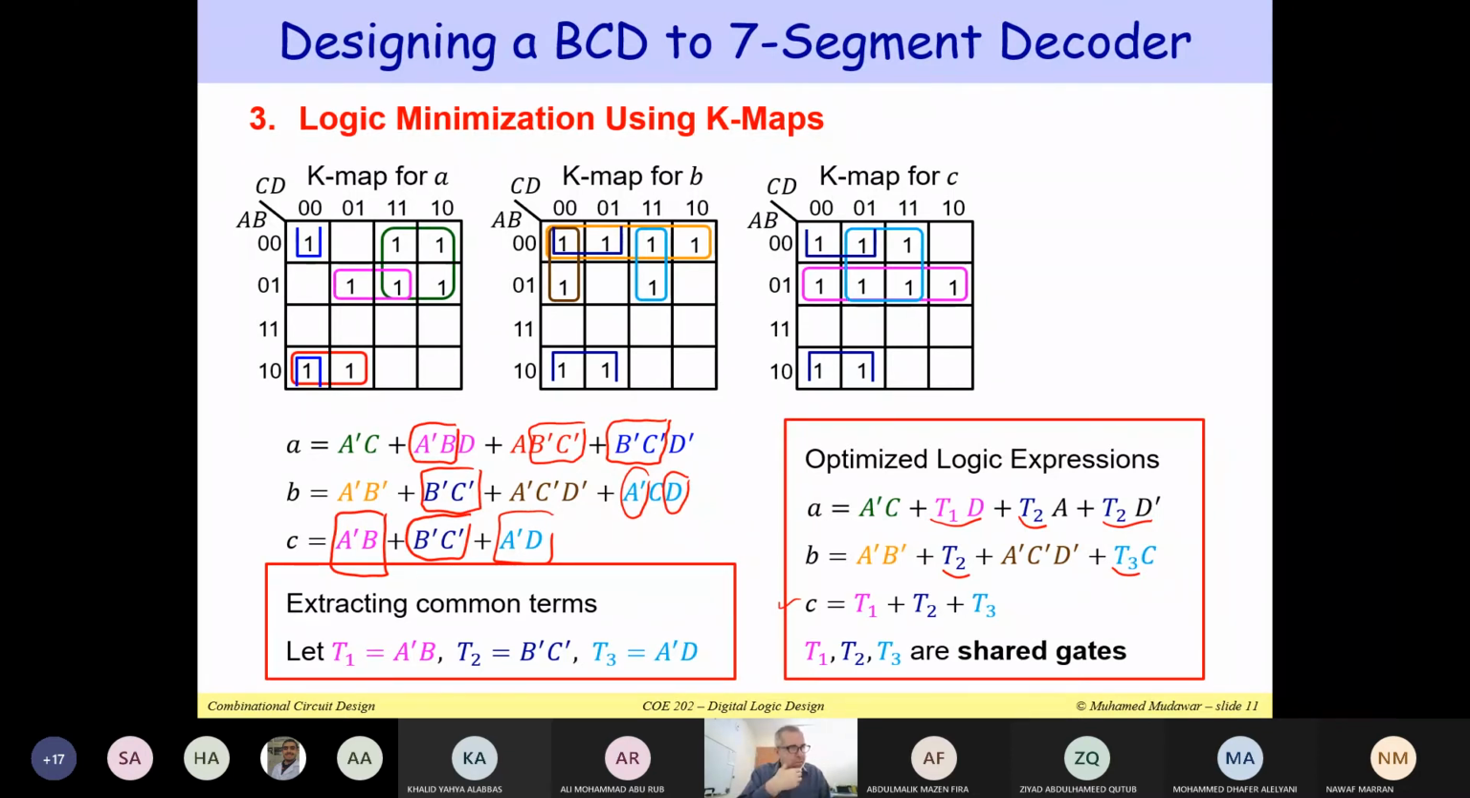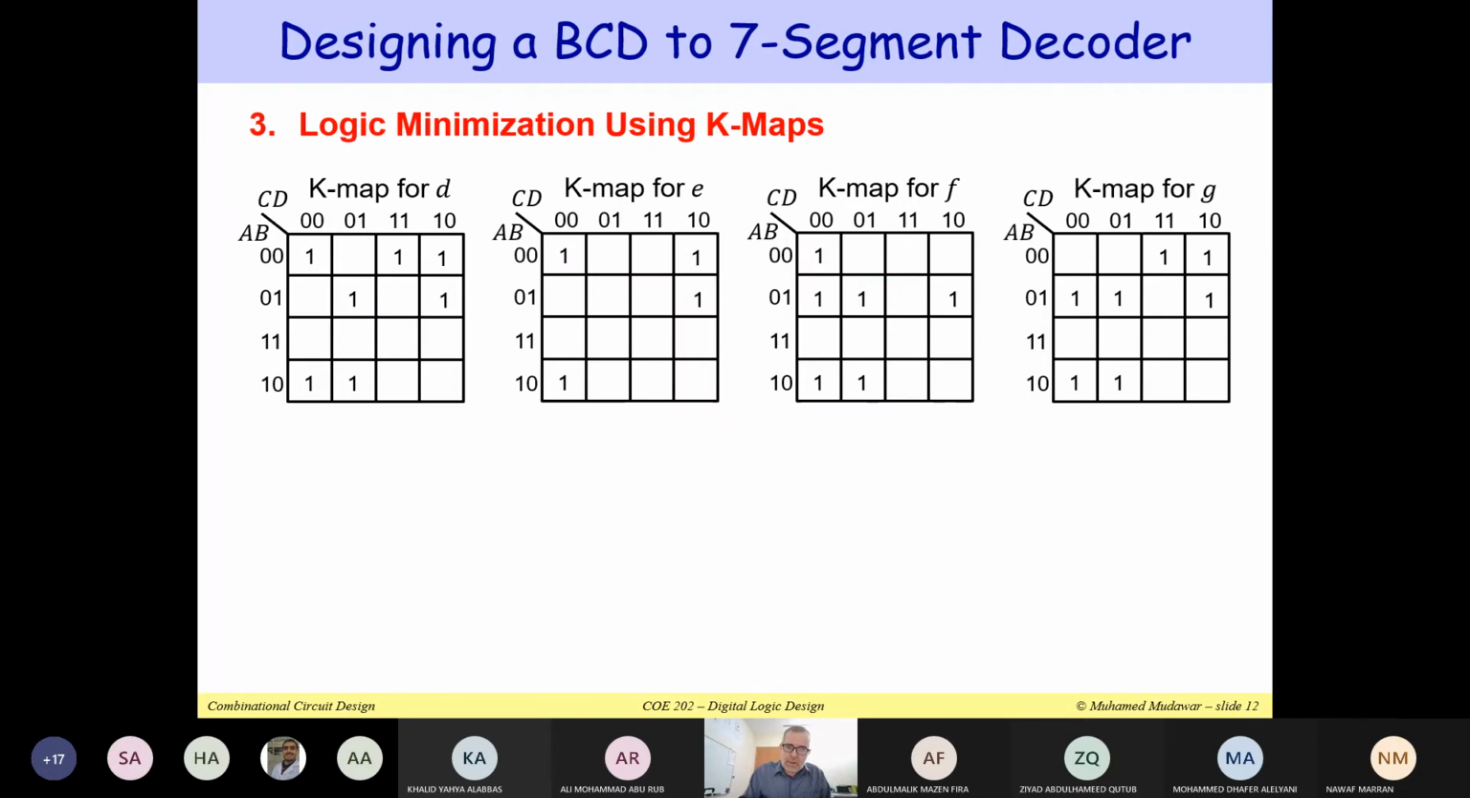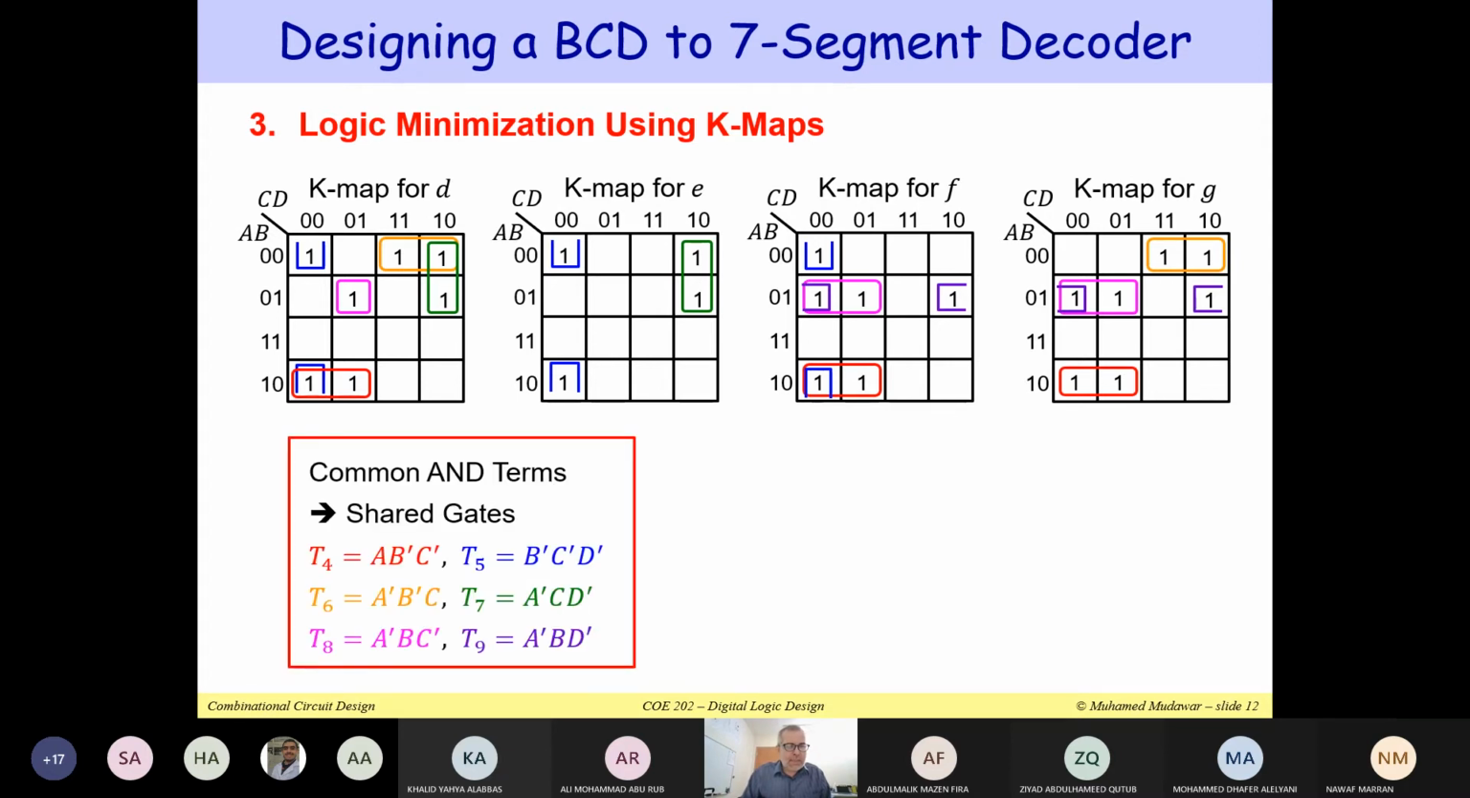We still actually have more outputs, so maybe I can share even more. So let us go to the remaining 4 Karnaugh maps for the remaining 4 outputs. We have the Karnaugh map for D, for E, for F, for G. Again, we need to do logic minimization, write the logic expressions and extract the common terms.